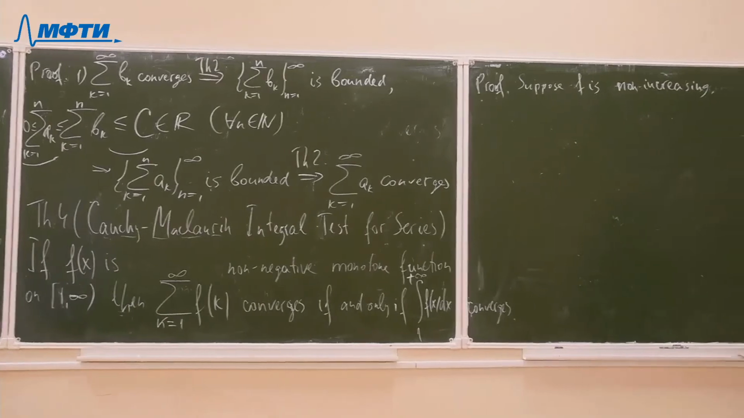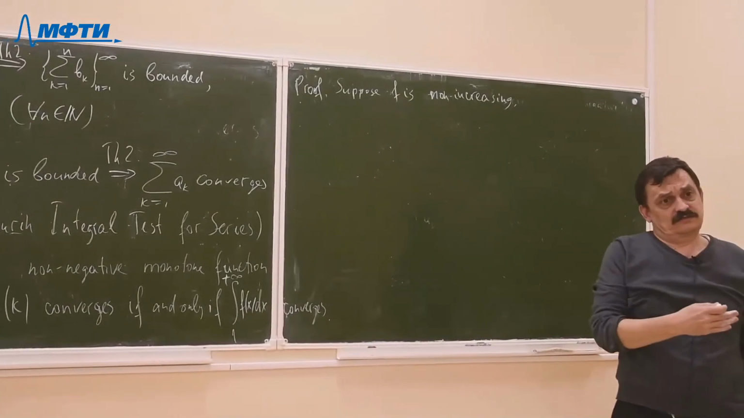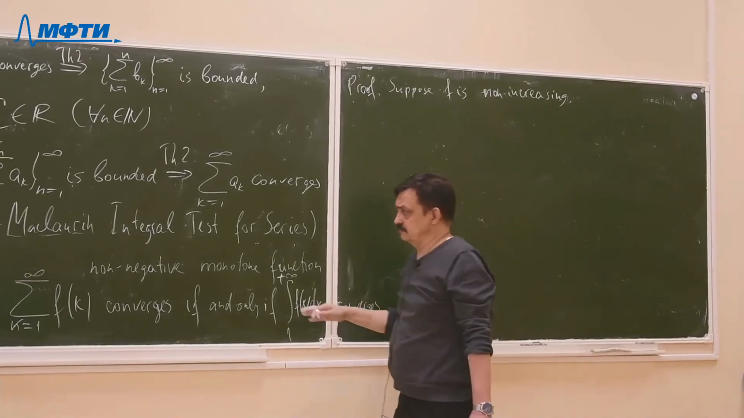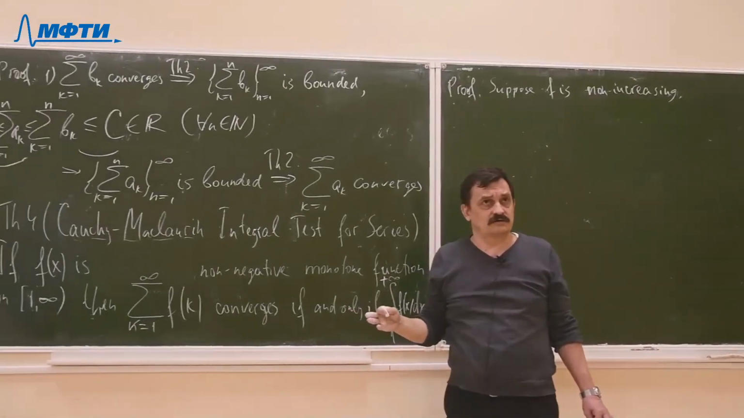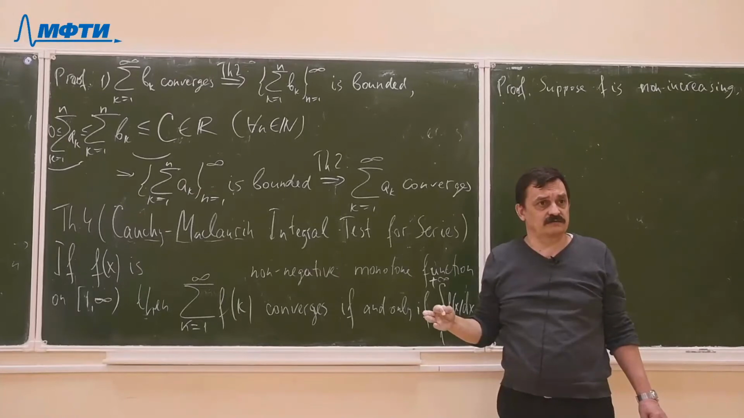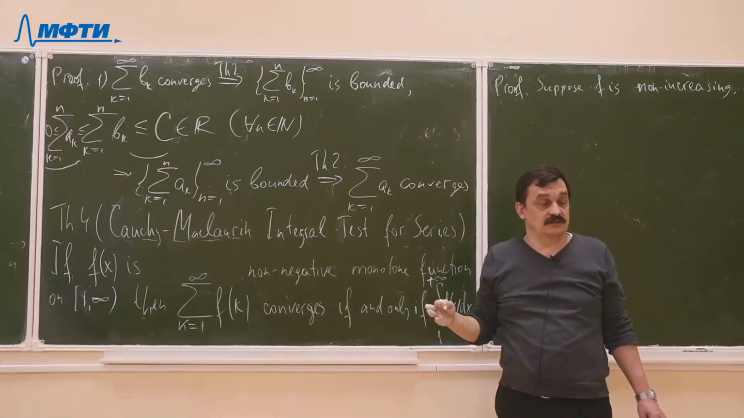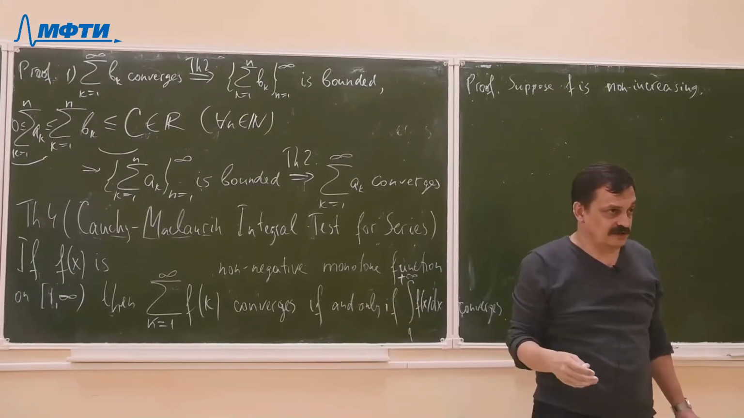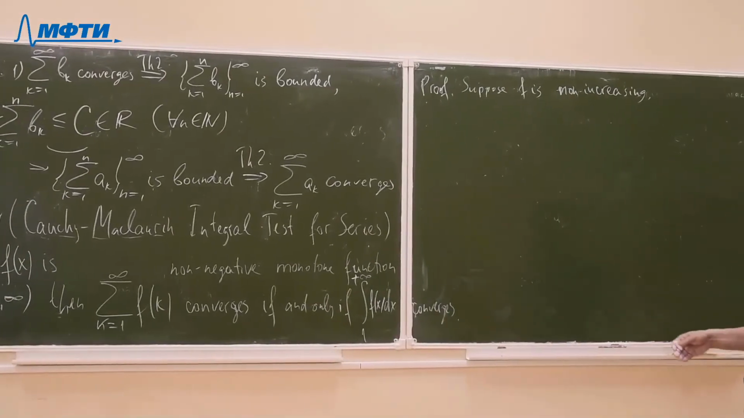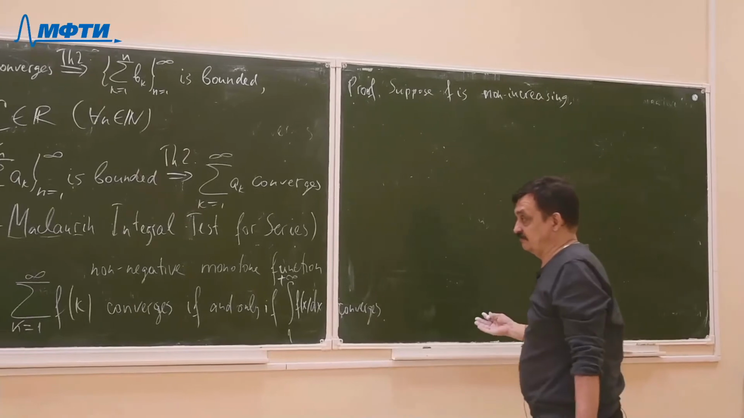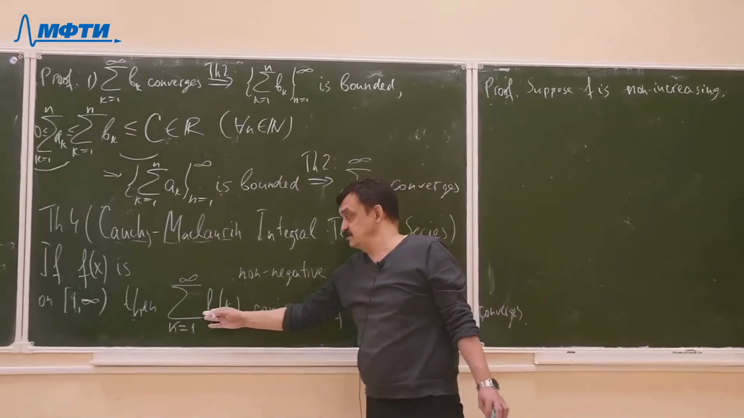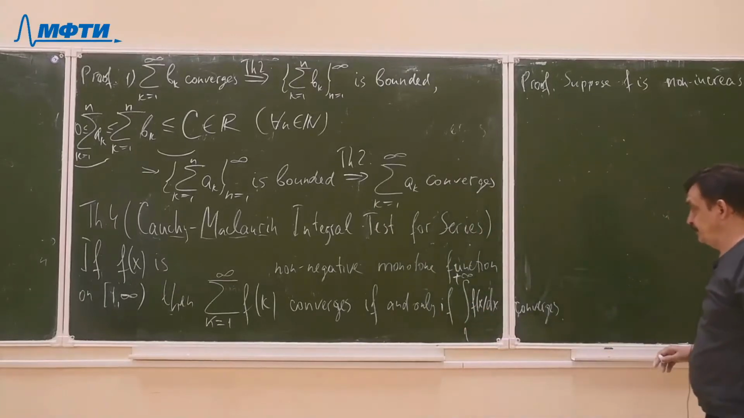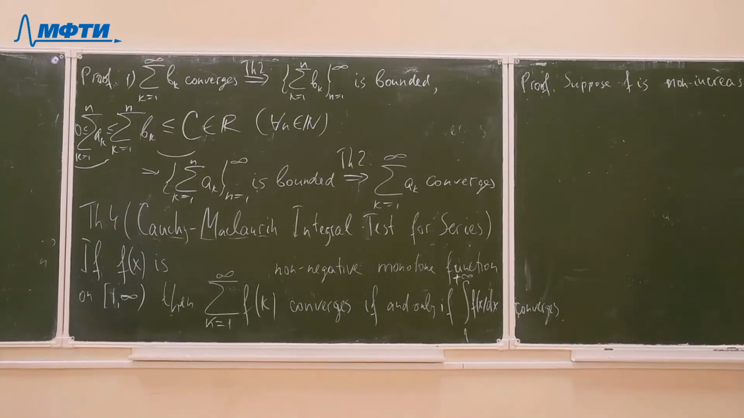In fact, otherwise, if it is non-decreasing, then it means that the limit can be 0 only for the case when it is identically 0, right? And this is not interesting case. Otherwise, limit is not 0, and if limit is not 0, then it is easy to prove both are divergent.